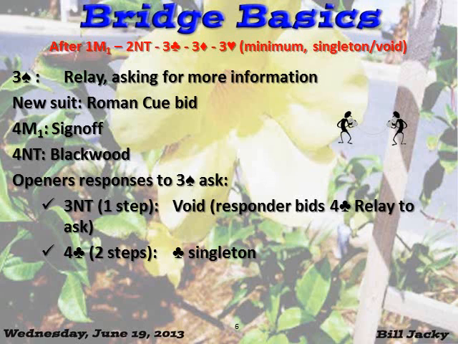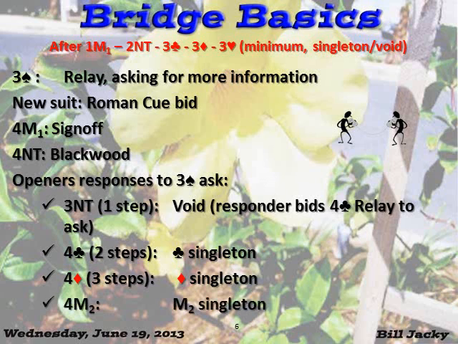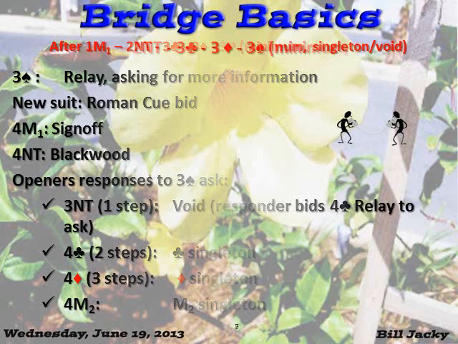4 clubs, which is 2 steps, shows club singleton. 4 diamonds is 3 steps, shows diamond singleton. And 4 of the other major shows the other major singleton. Notice that they go up the line when they show the suit distribution, whether it's a void or a singleton, or you're looking at the 4-card suit.